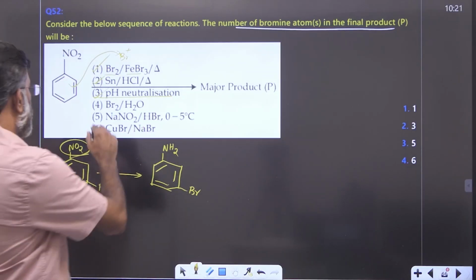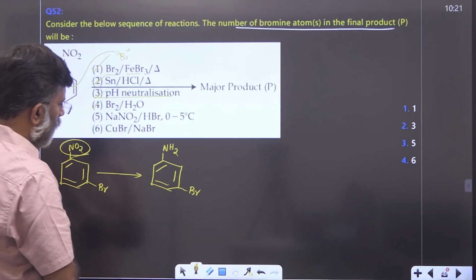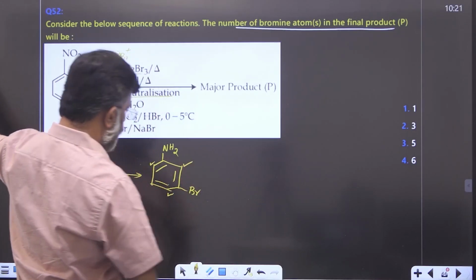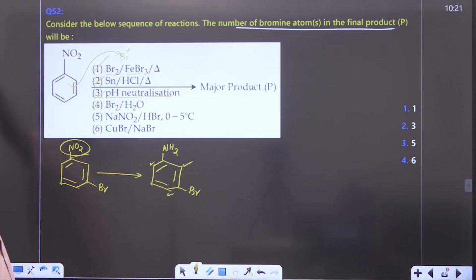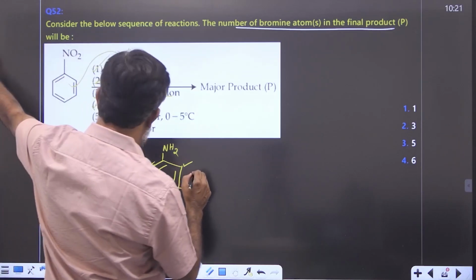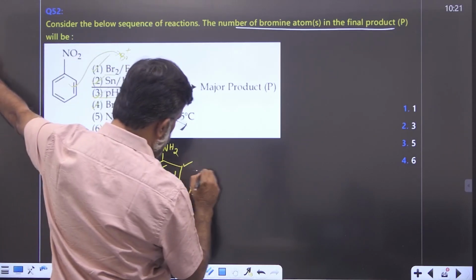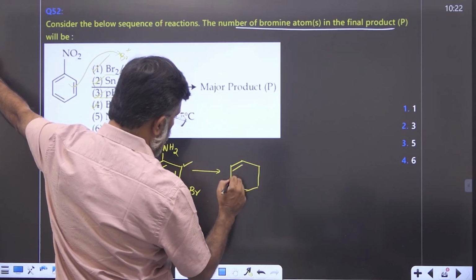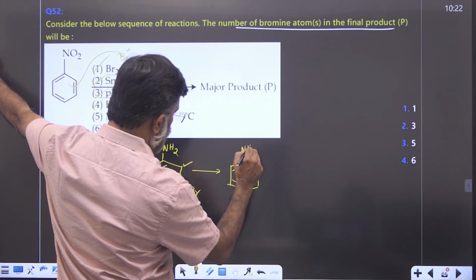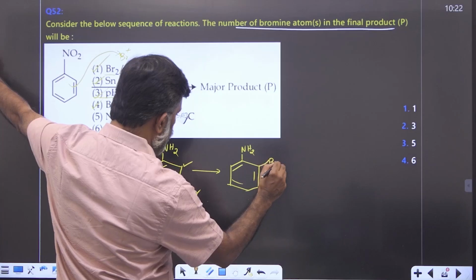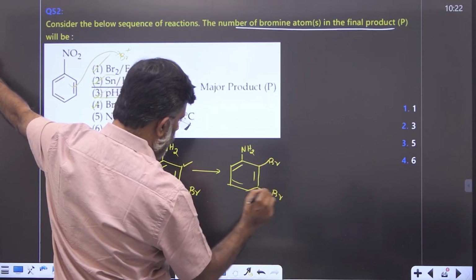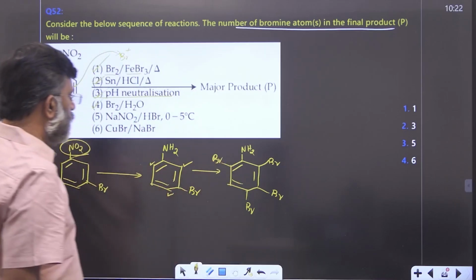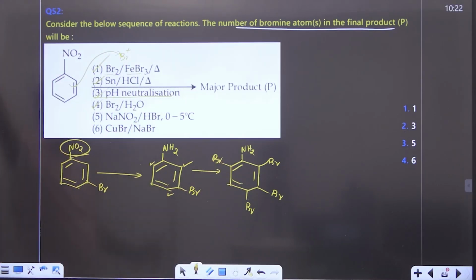Next, the fourth one, bromine water. Aniline with bromine water, there will be a bromine coming here, here and here. Tribromoaniline. So after the fourth reaction, the product will be like this. We have an NH2 group here. Here one bromine comes, here we already have a bromine, and here also you get one bromine. This is the product after the fourth reaction.